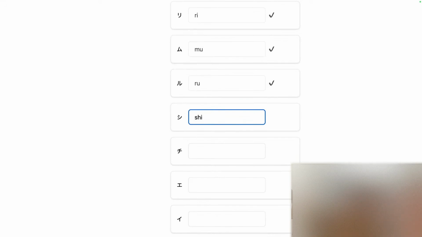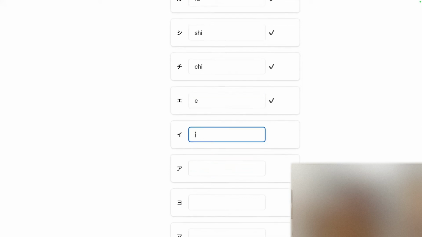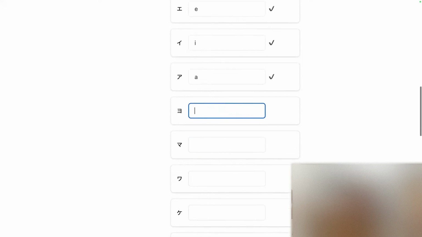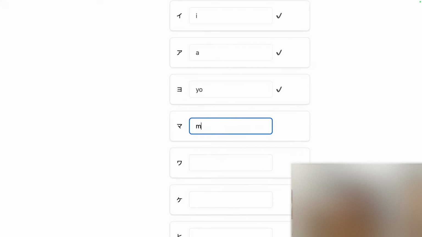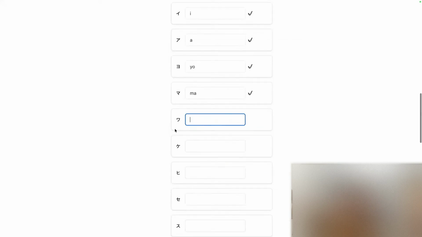So shi and so were paired. So only has one dash. This is shi. This is chi. This is e. This is i. This is a. This is yo. And this looks like a mammal that's about to eat something, you know, the mouth of a mammal. This is no. This is great. This is working.